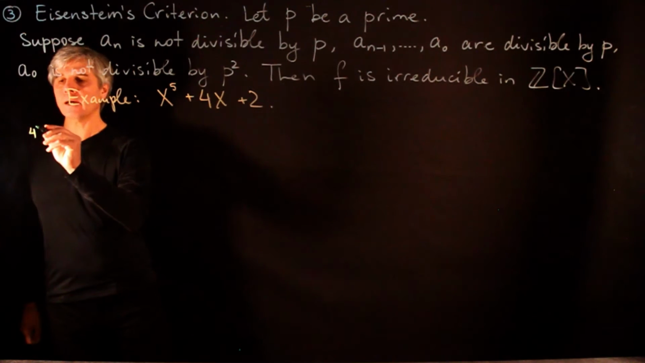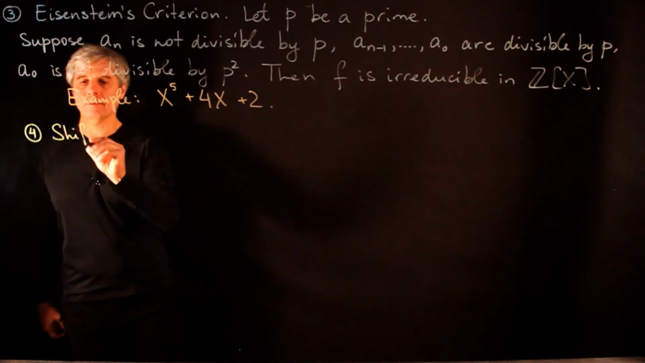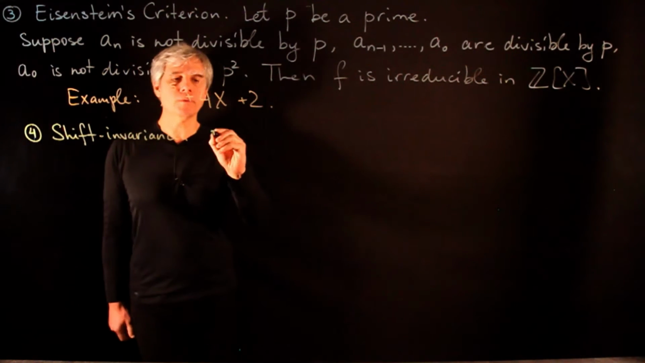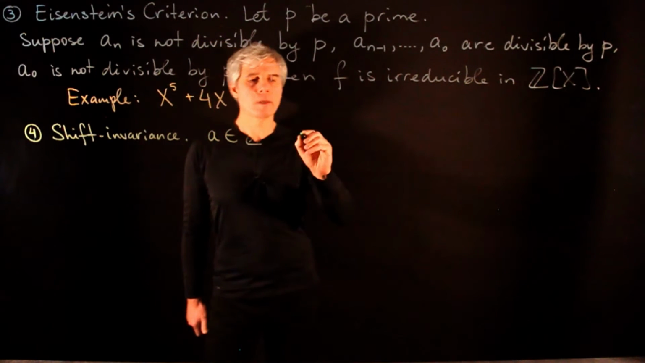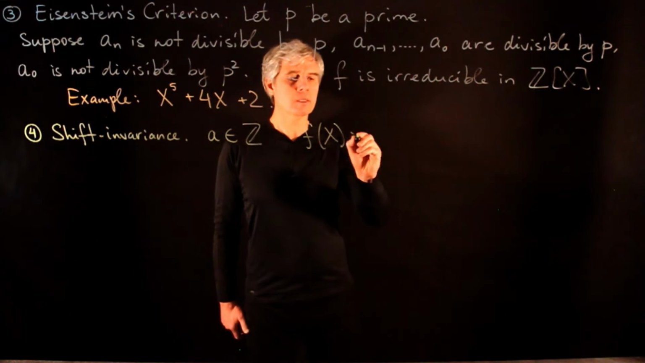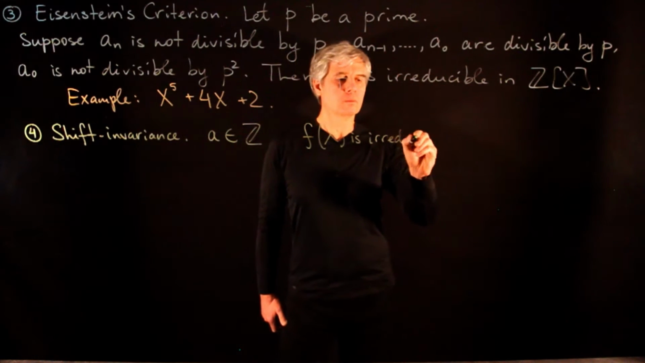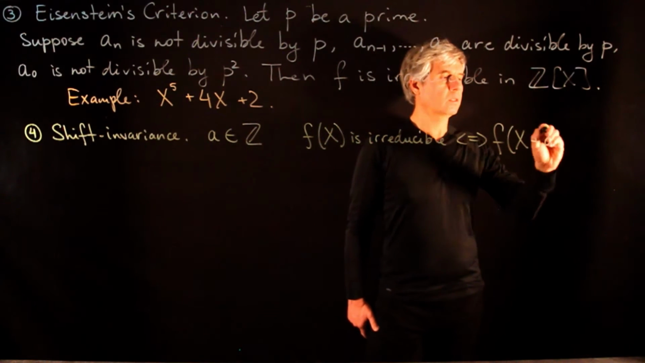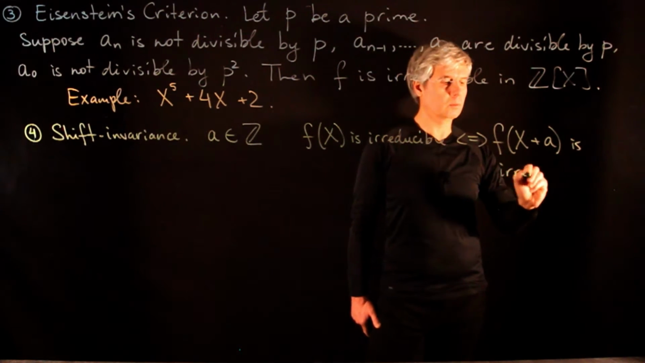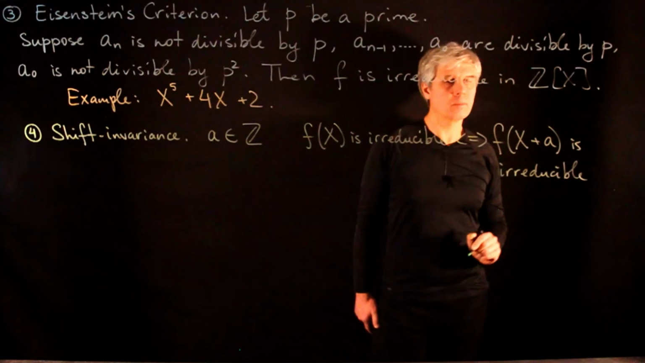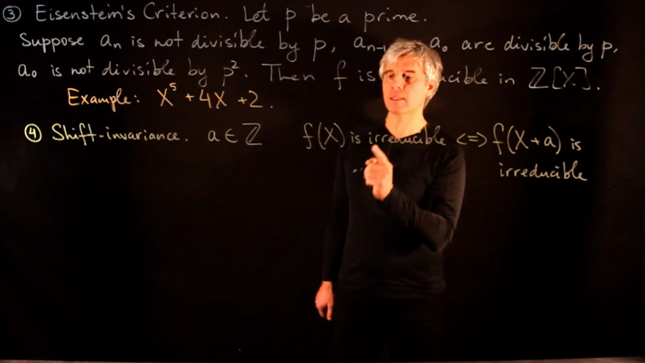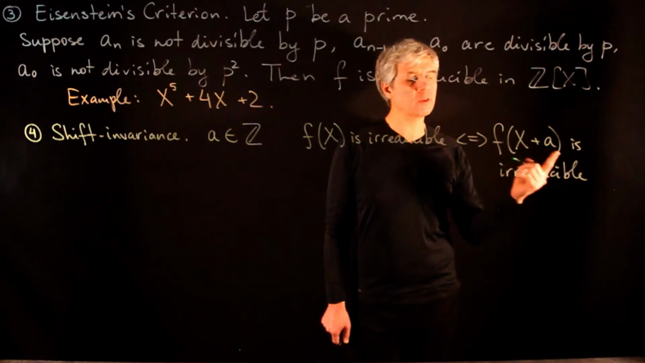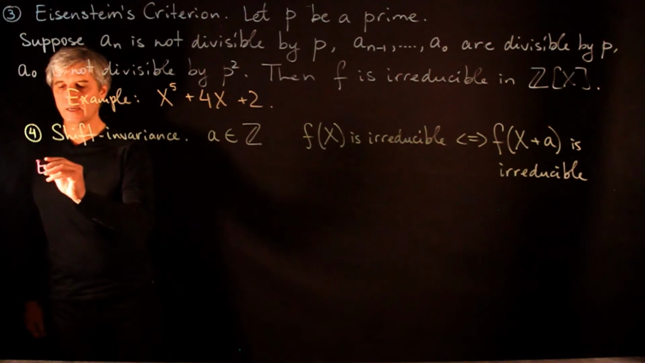Another property that may come in handy is shift invariance. So if we take a an integer, then f(x) is irreducible if and only if f(x+a) is irreducible. It may happen that Eisenstein's criterion is not applicable to a polynomial f(x), but is applicable to one of its shifts. Let us consider an example.